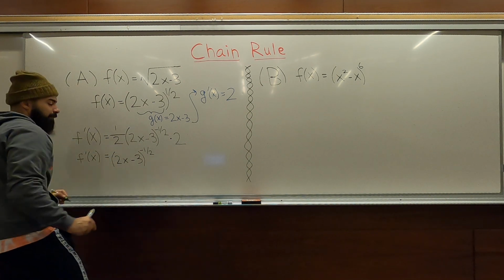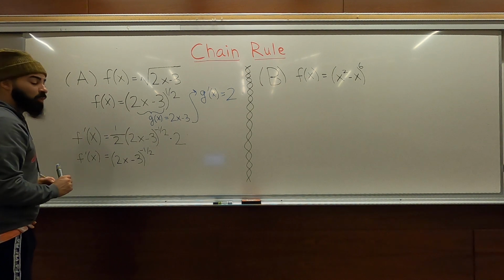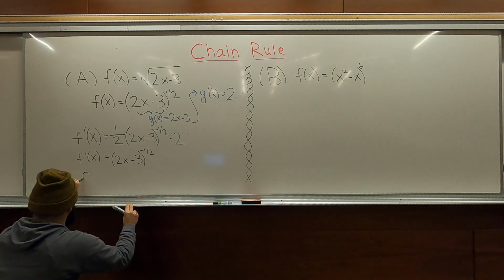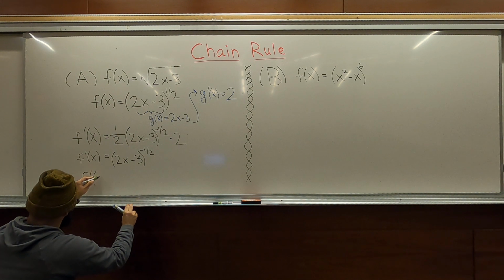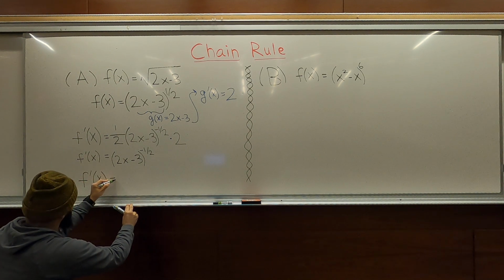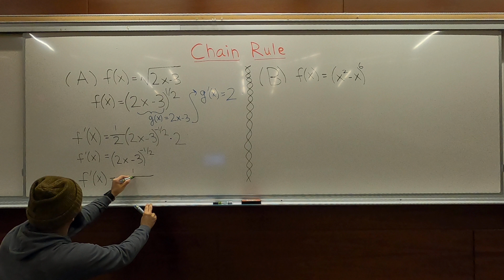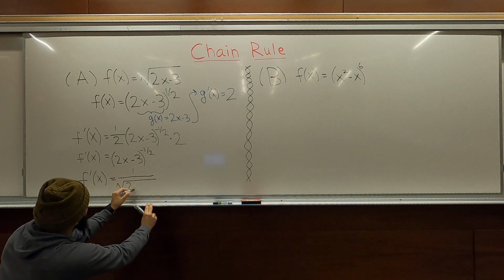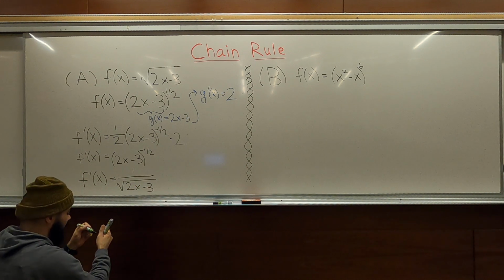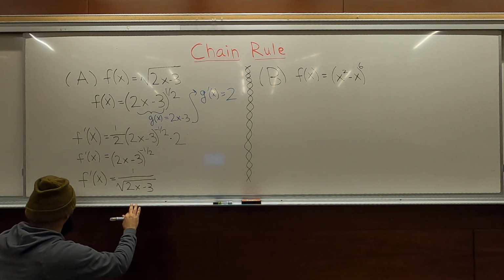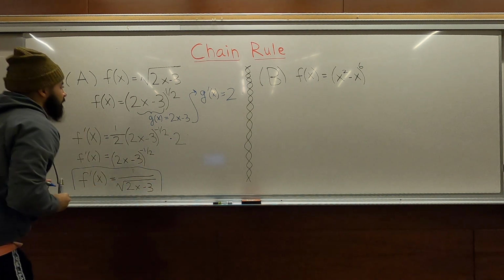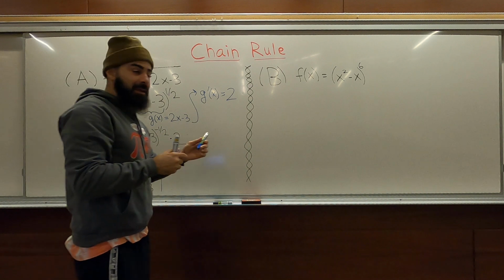And if it helps you sleep better at night, you could rewrite this as 1 over the square root of this thing. So it'll be 1 over the square root of 2x minus 3 is the answer, the derivative for A. Let's take a look at B.